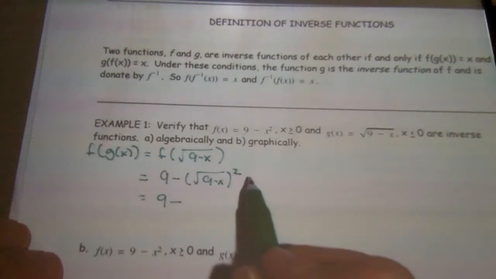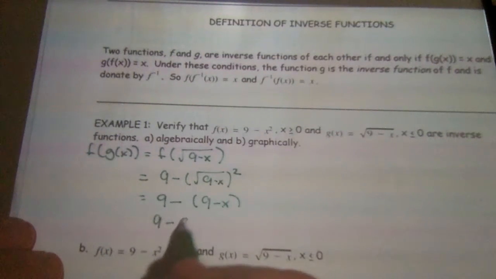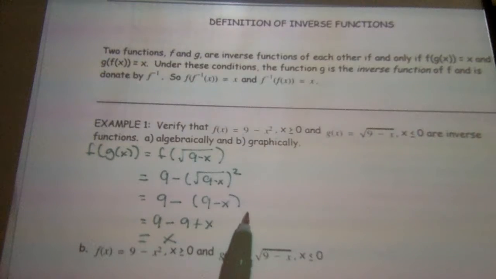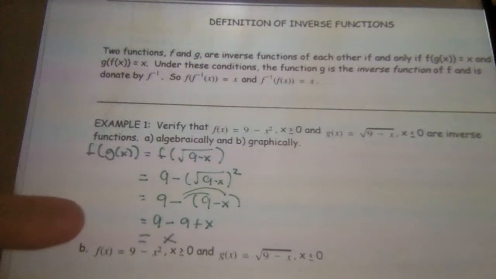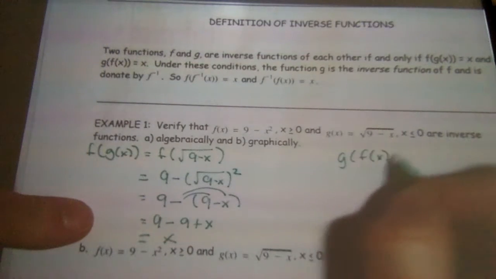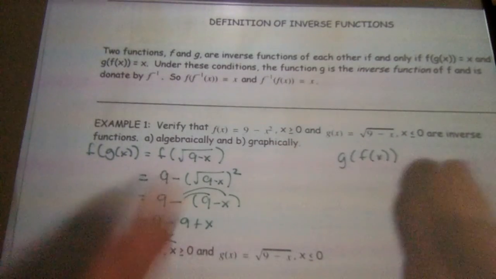The square root squared, what happens to it? It cancels. And we get 9 minus 9 plus x, which does in fact equal x. How did you get plus x? Because I'm subtracting the whole quantity 9 minus x, so I've got to distribute the negative to everything in here. Just because I got x here doesn't mean I don't have to do it the other way too. When I ask you to do it algebraically, you have to do both.